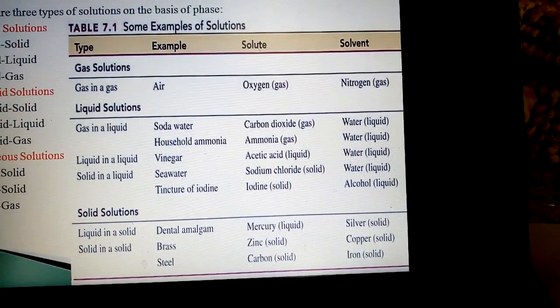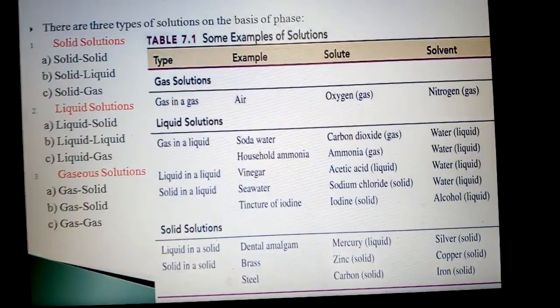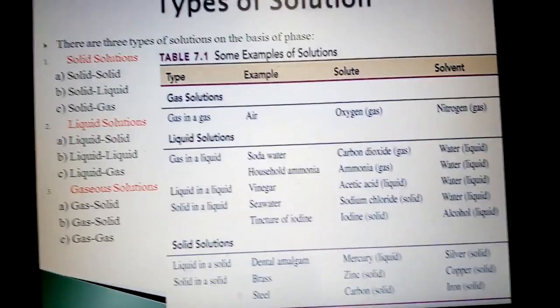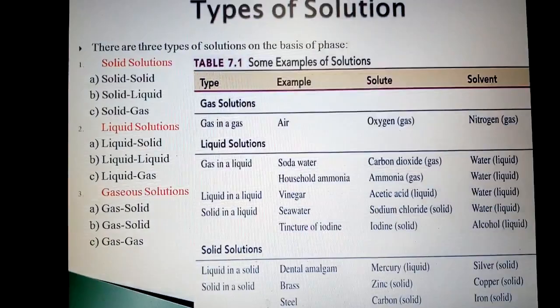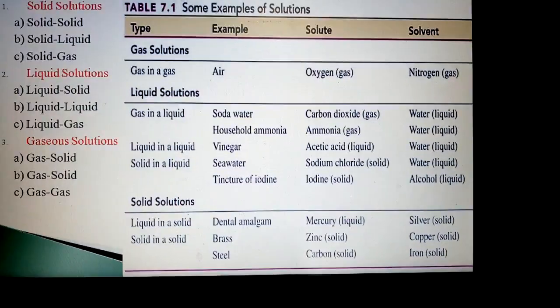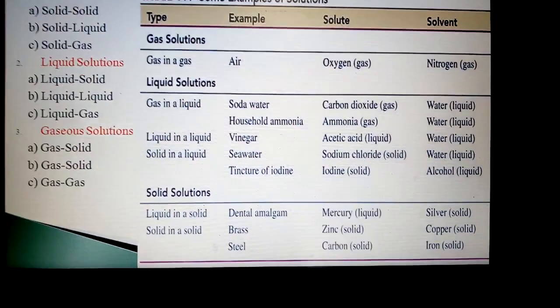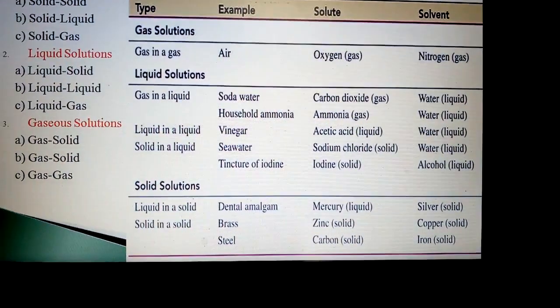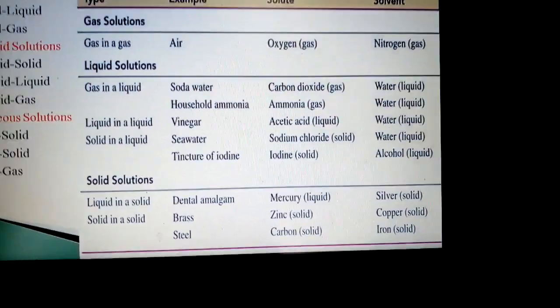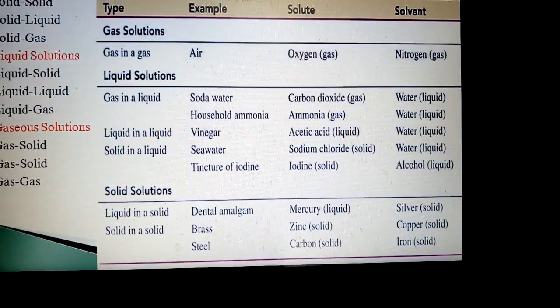In solid-liquid we can take the example of amalgam, like sodium and mercury, or in the solid-gaseous state we can take the example of hydrogen gas on lead, where hydrogen gas acts as a catalyst on some metallic particles or metallic solids.